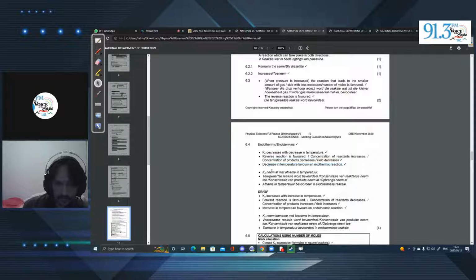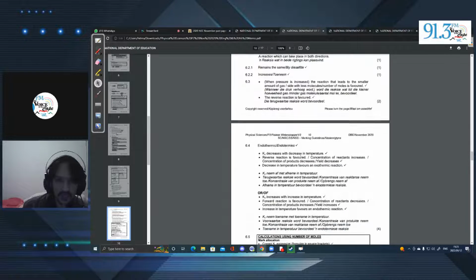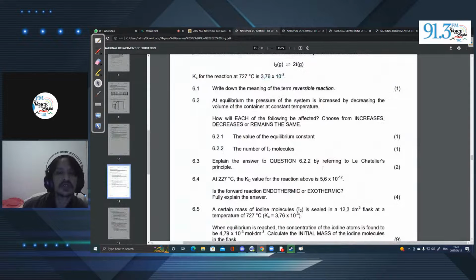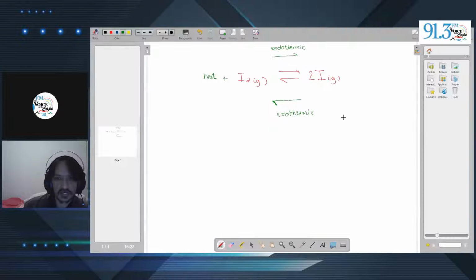Okay, so this year, I don't know why they're saying endothermic. It's supposed to say exothermic. And they're even telling you decrease in temperature favors an exothermic reaction. So, yeah, I'm not too sure why they're saying, oh, hold on. Did I read something incorrectly? Let me just double check. Is the forward reaction in, yes, that's correct. So the forward reaction is endothermic and the reverse reaction is exothermic, as we indicated here. So we are right. Excellent.